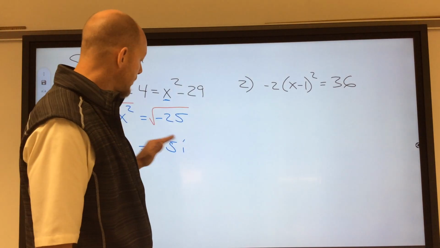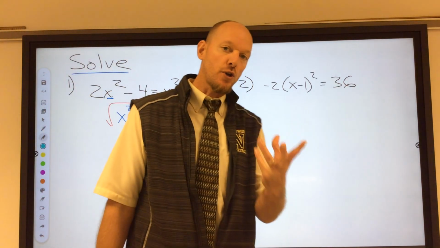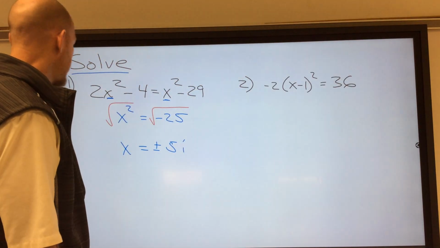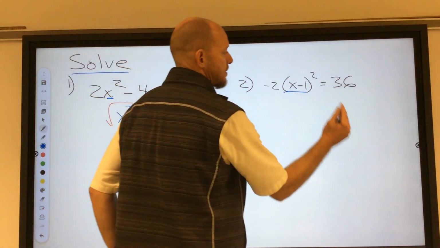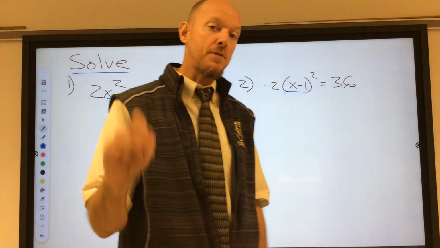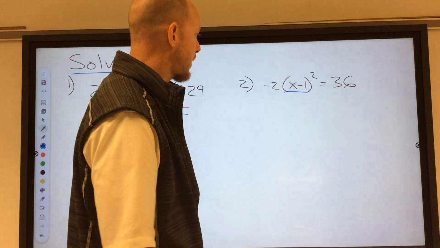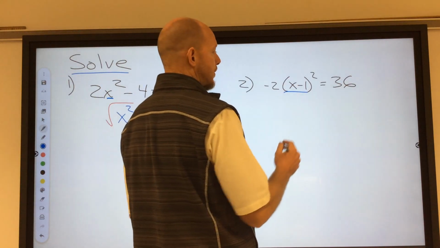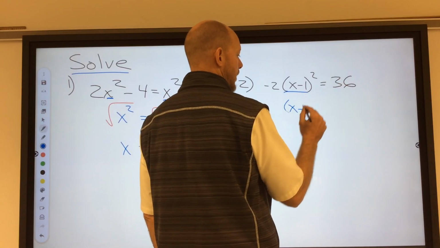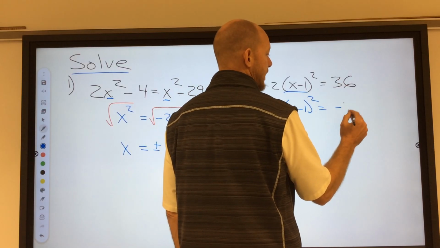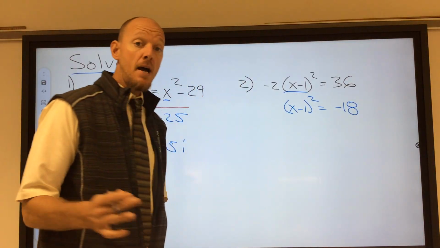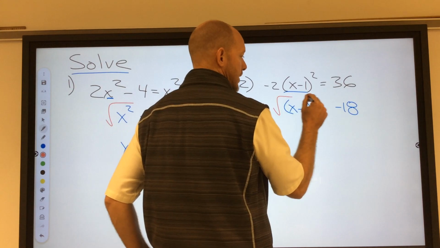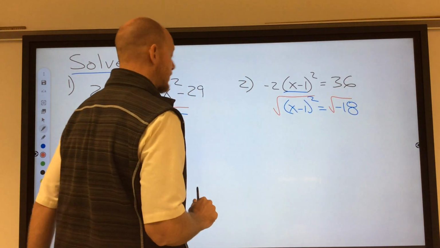Now, sometimes we might have an answer that just has a term with an i. So we have something different here in number 2. In number 2, what we see is we have parentheses being squared. And anytime I have parentheses being squared, I'm going to try to isolate those parentheses. So my first step is going to be to divide both sides by negative 2. It's going to give me x minus 1 squared equals negative 18. Now my next step is to actually take the square root of both sides, because again, I have the parentheses being squared.